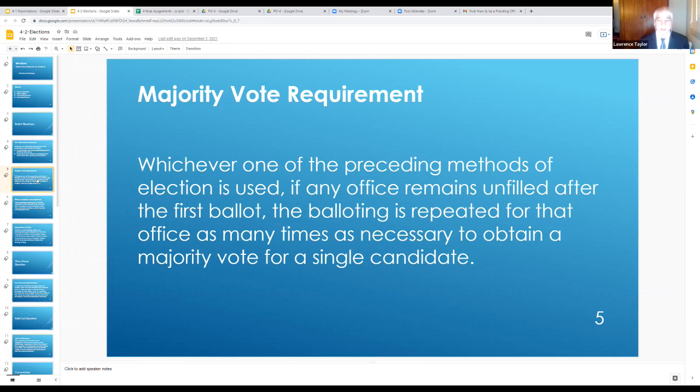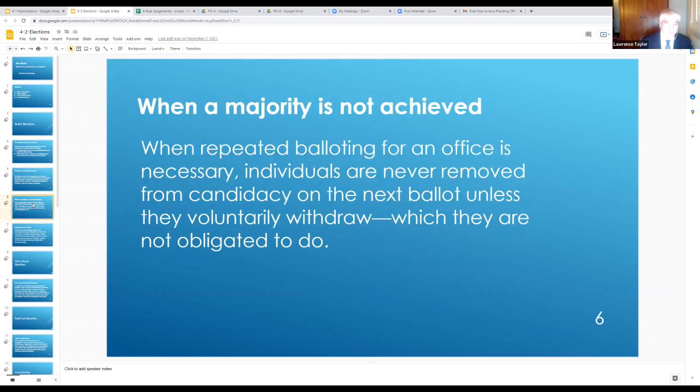Regardless of the method of election, if any office remains unfilled after the first ballot, the balloting is repeated for that office as many times as necessary to obtain a majority for a single candidate. Sometimes you see elections by plurality, which is just a horrible way to do it and is not recommended, because you end up with situations where you split the vote and get some unintended consequences. So the fundamental rule is that a majority vote is required to be elected. When a majority is not achieved, the balloting is repeated for an office.